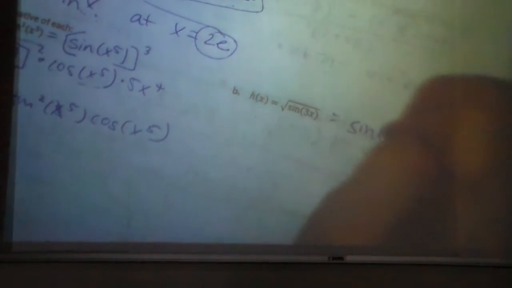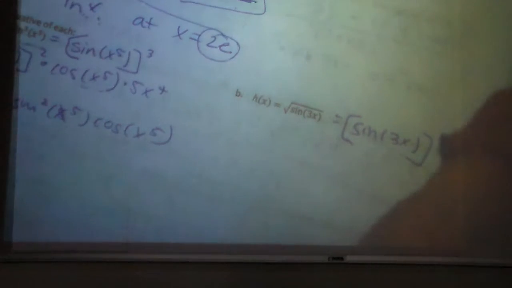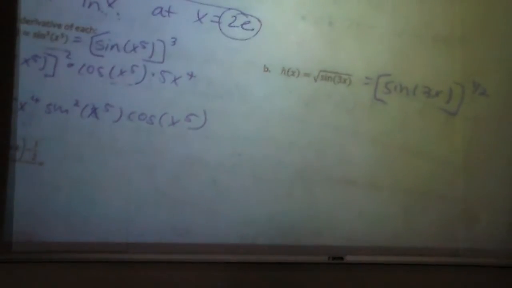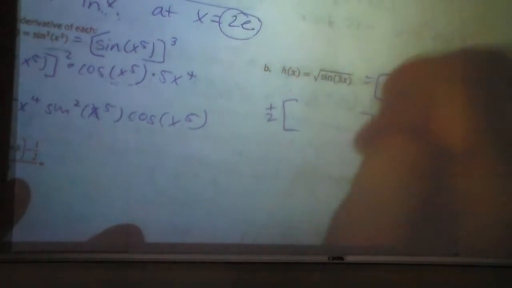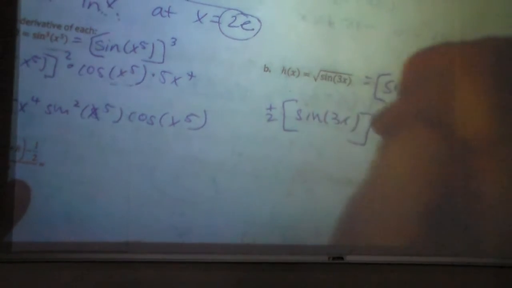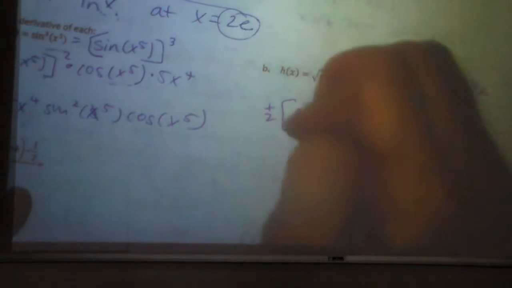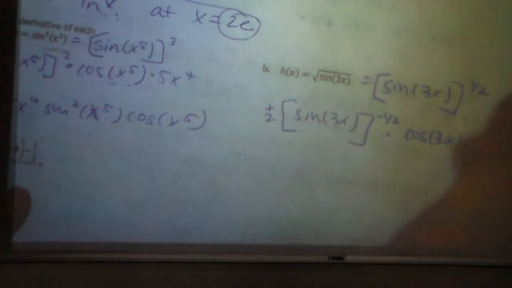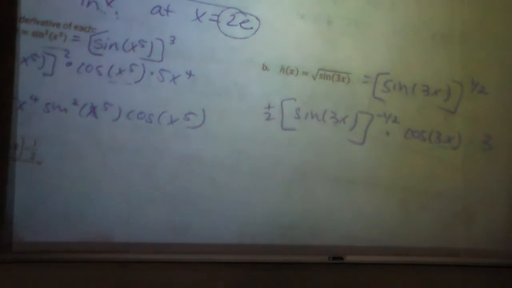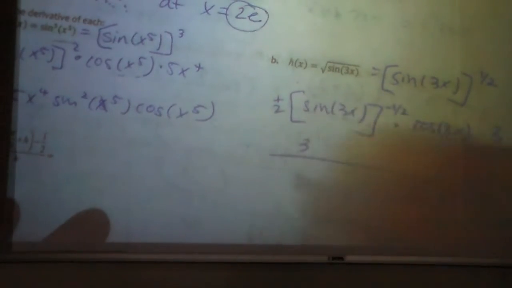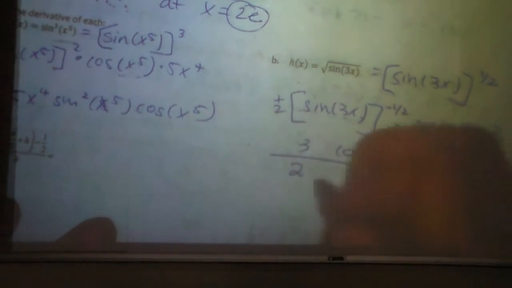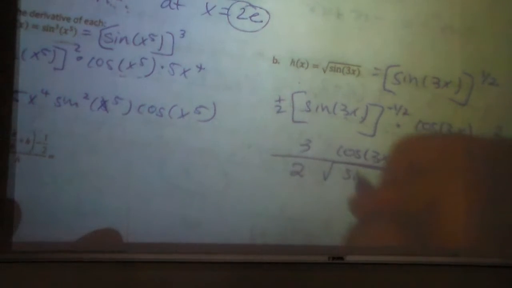Similar here, it's just my power is positive 1/2. Derivative of the outside first, leave the inside the same, and then multiply derivative of the inside, which would be cosine of 3x, one more inside to go, 3. So then this is 3 over 2, cosine of 3x, and then negative means it goes in the bottom, 1/2 is the square root.